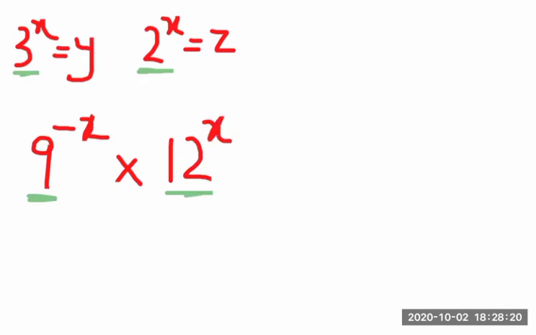First, just convert the 9 in terms of 3. What is 9 in terms of 3? 3 to the power 2. And since we have negative x, we will multiply that 2 with negative x. So what do we get? Negative 2x. Then we are multiplying it by 12 power x. We have to bring it in terms of 2 and 3.